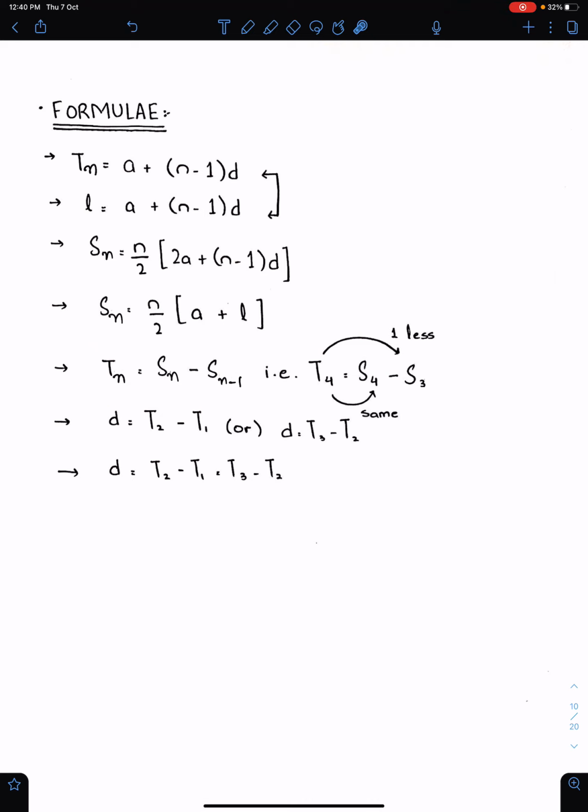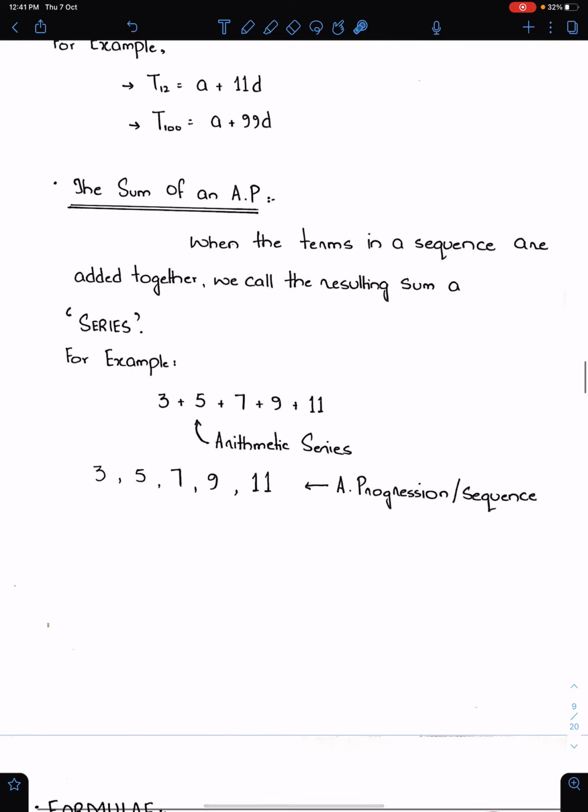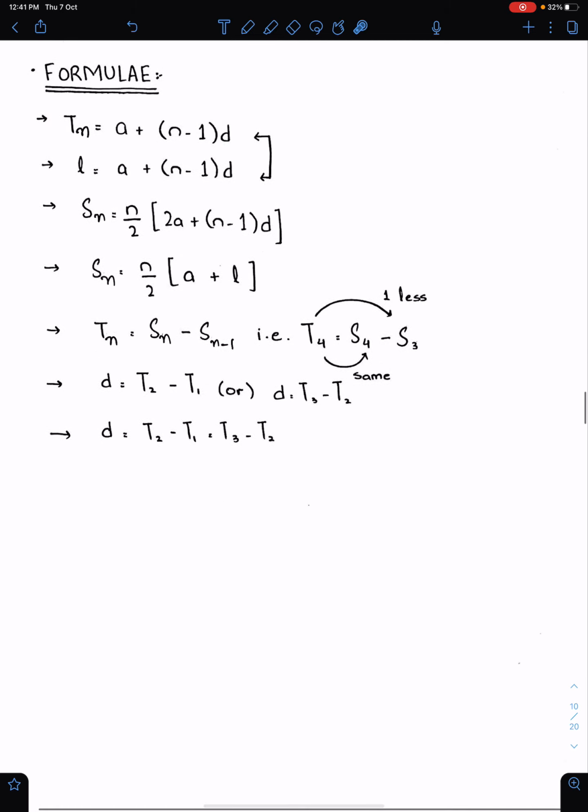Tn, if you need Tn, what if you need T4? You need to subtract these two, S4 minus S3. See, if you need T4, then you should subtract these two. This is S3, you need S4. If you subtract these two, then you will get T4. So this relation is very important. So if you need Tn, with the help of Sn formula, you can do this in this way, Sn minus Sn minus 1, according to this relation.